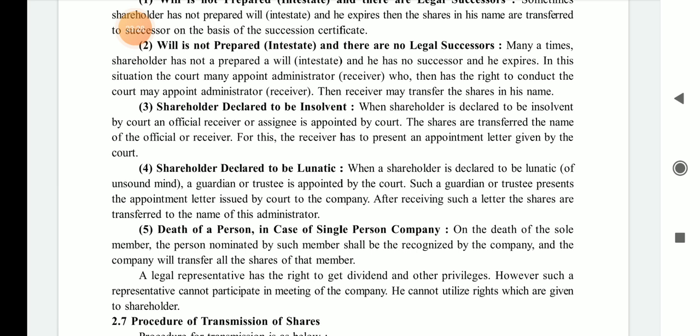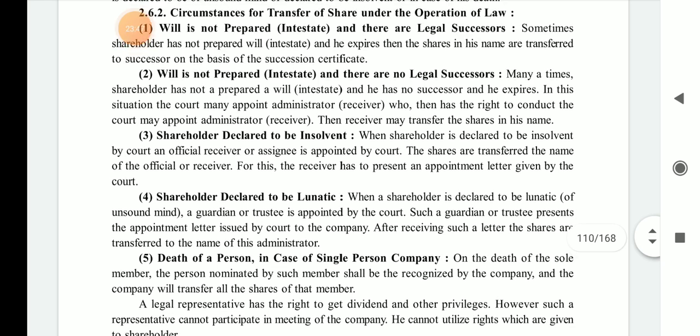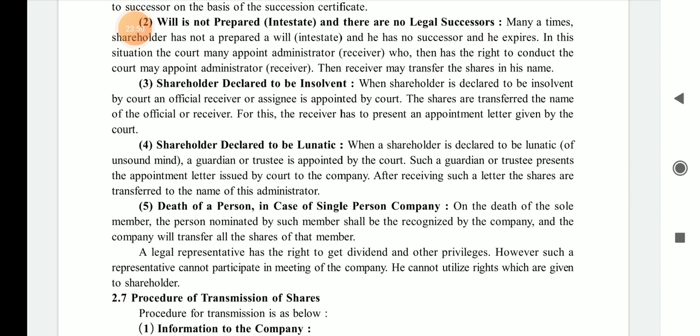Now, death of a person in case of a single person company. On the death of the sole member, the person nominated by such member shall be recognized by the company, and the company will transfer all the shares of that member. See, the person who is the shareholder of the company and all of a sudden he died. At that time, the nominated person is given the necessary charge of the shares.